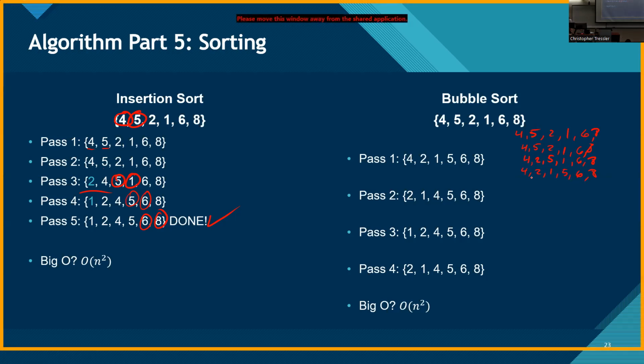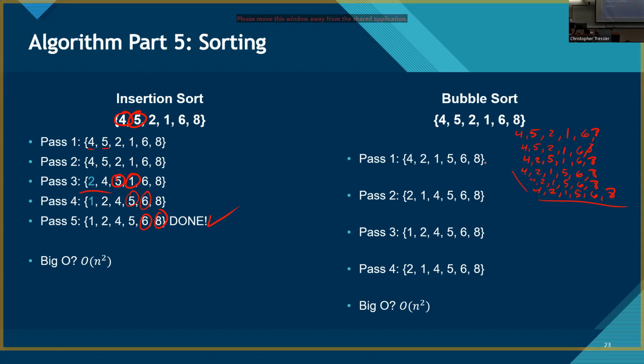We're going to compare 5 to 6, and that's in the correct spot. And then finally, we're going to compare 6 to 8. And that's in the correct spot anyways. So notice that this is how we match 4, 2, 1, 5, 6, 8 on our first pass. And that is one pass right there.